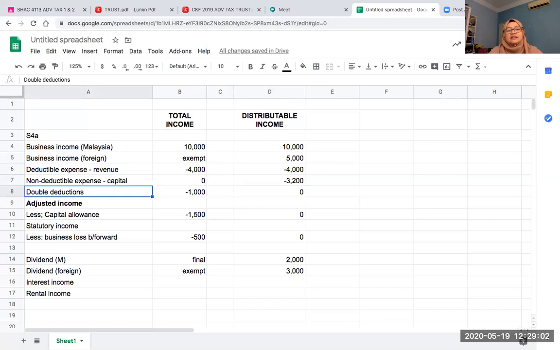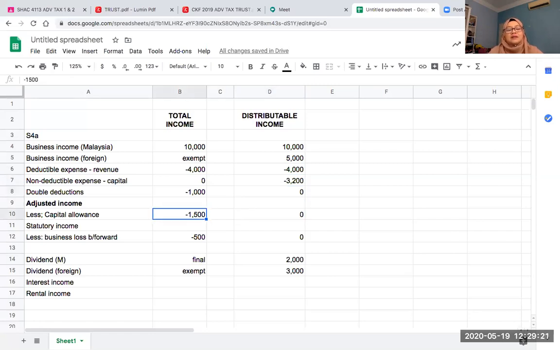But again, you also have double deductions here. Under income tax, there are certain expenses that you can claim double deductions for. So you can claim here under total income. But there's no such thing as double deduction under your distributable income. Once you incur that, it is once only.